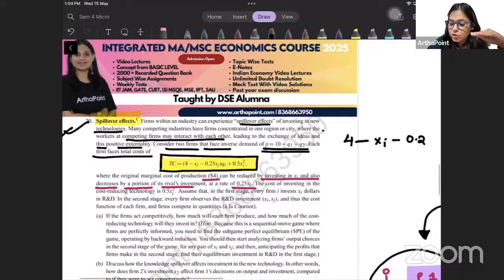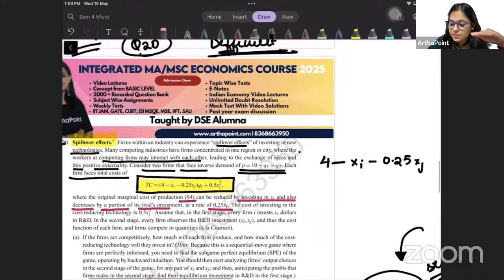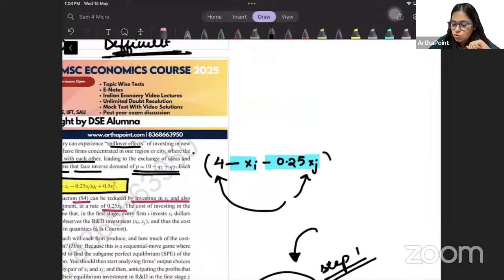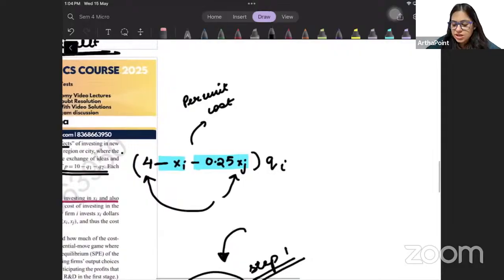Minus 0.25 xj. माने if any other firm is also investing, अगर कोई और firm R&D कर रही है, तो उसके स्पिलओवर इफेक्ट की वजह से मेरी कॉस्ट लोअर हो रही है, 4 से कम हो रही है. I am subtracting something from per unit cost, into the units produced. ये तो per unit cost है बच्चे. This is per unit cost, and per unit cost into the number of units. So this will be my new cost.